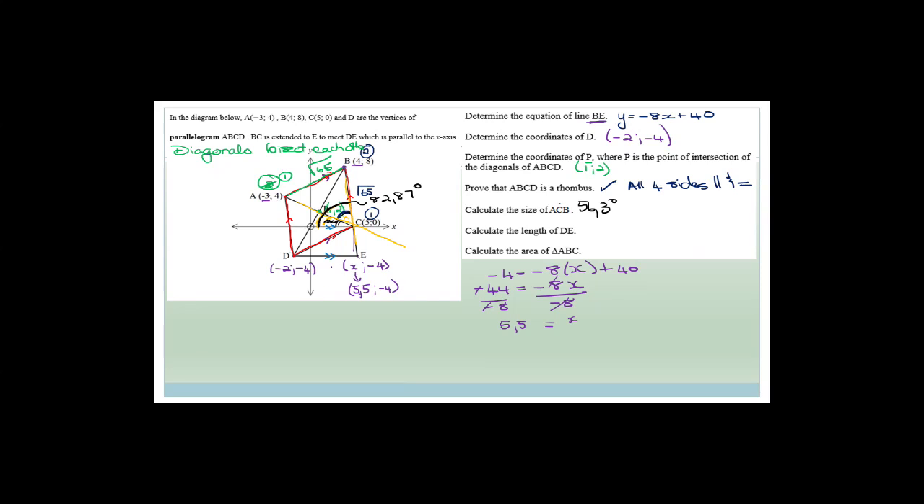Right. Now, that's not what they asked. They asked for the length of DE. But do you agree that this is 2 units long? It's at minus 2, but that's 2 units long, and this is 5.5 units long. So therefore, DE is 7.5 units long. Finally, they're asking you to calculate the area of triangle ABC.